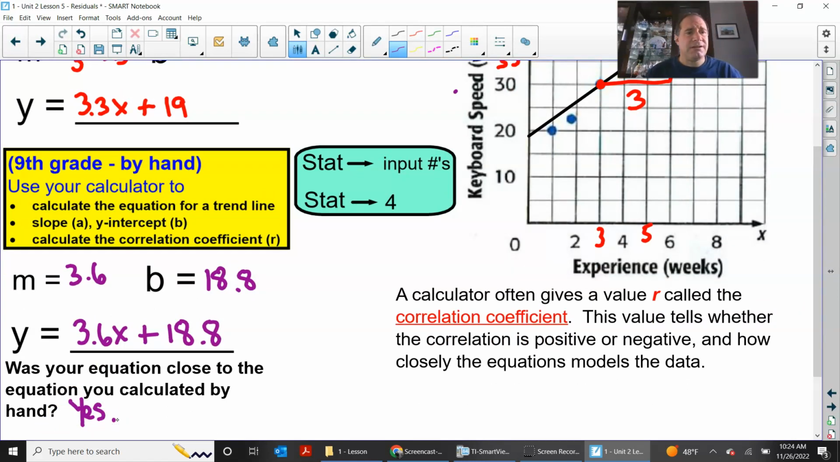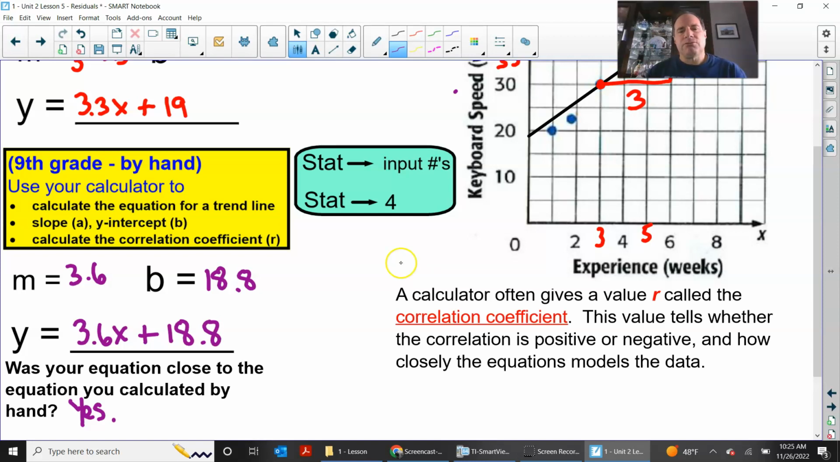You're great. All right. So that's really the difference between 9th grade and 8th grade. You have to do things by hand in the 8th grade. In 9th grade, you would use your graphing calculator to give you an equation that is very, very close for the trend line that you would have to draw. So there's something called R in the calculator that hasn't shown up yet, and it's called the correlation coefficient. This value tells whether the correlation is a positive or negative trend, and how closely the equation models the data.